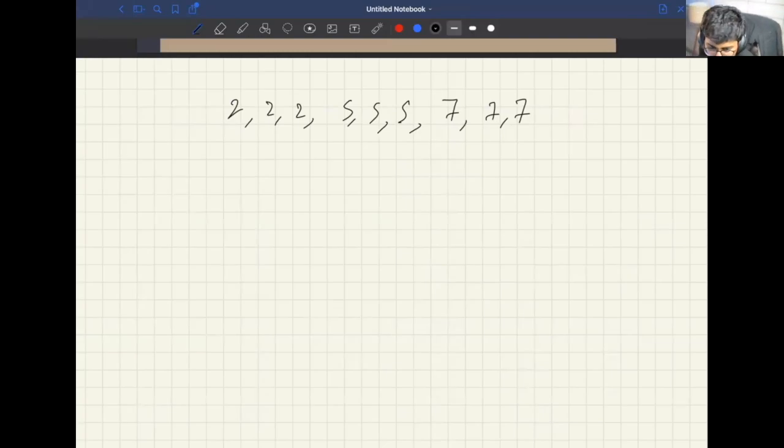So basically, every number is occurring thrice. So if every number is occurring thrice, then their set bits will also be occurring thrice, right? It's very simple. If a number is occurring thrice, then the actual representation of that number will also be occurring thrice. You can test that out. 2, 2, 2, 1, 0, 1, 0, 1, 0. Is this not occurring thrice?